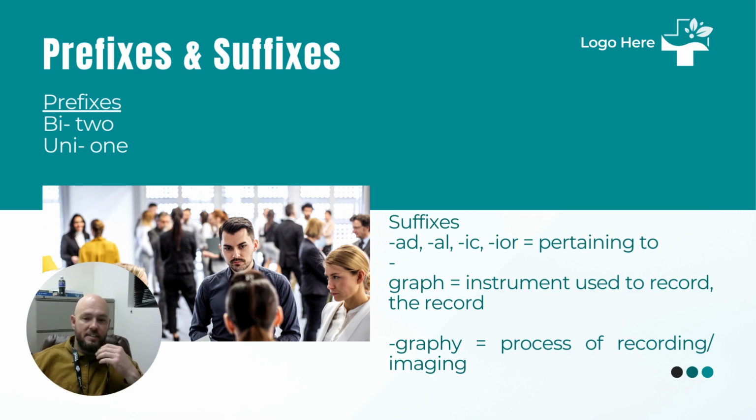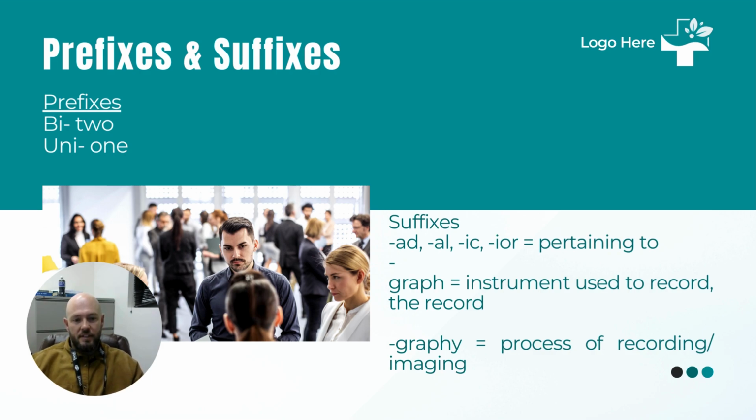Prefixes and suffixes for this week's terms. Prefixes, bi means two, uni is one. So if you see the prefix before the word root bi, you're talking about two. Uni, you're talking about one. So like unilateral would be one side. Bifurcation is a split into two.